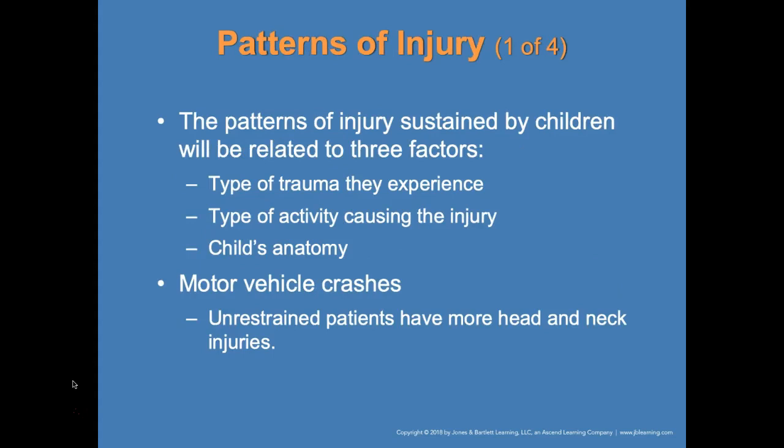So it's important that we learn patterns of injury. They'll be related to 3 factors: the type of trauma they experience, the type of activity causing the injury, and the child's anatomy. By learning some of these patterns, we can anticipate the injuries that we might find when we examine them.